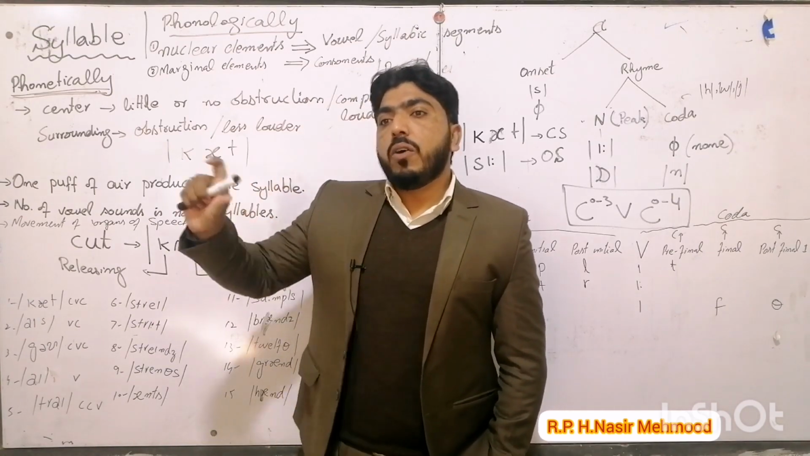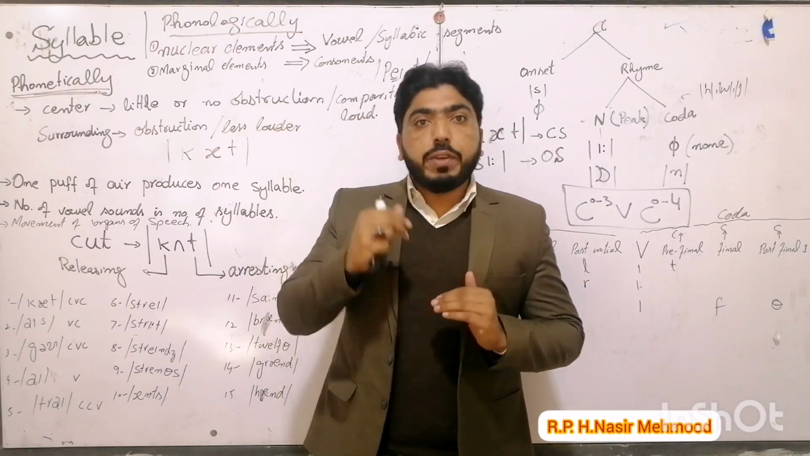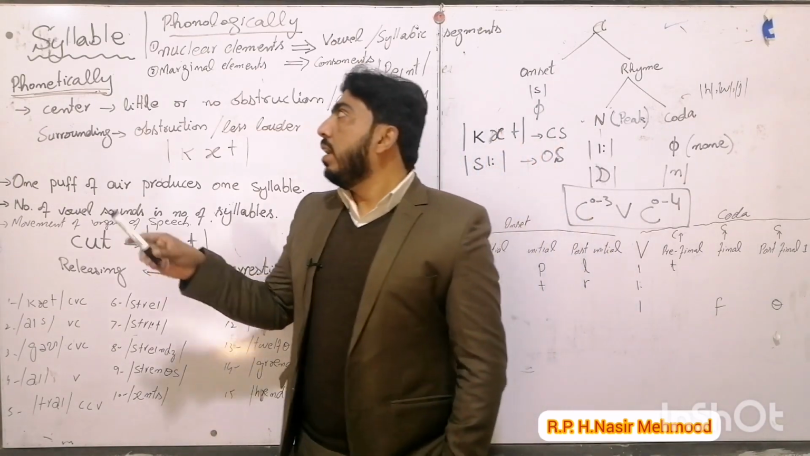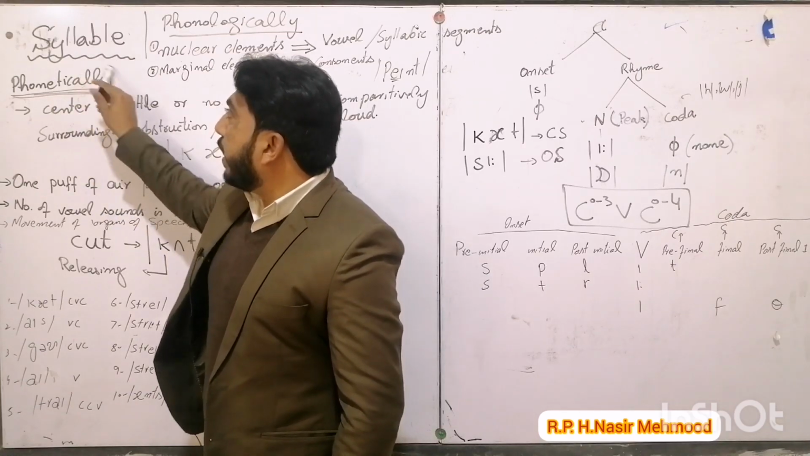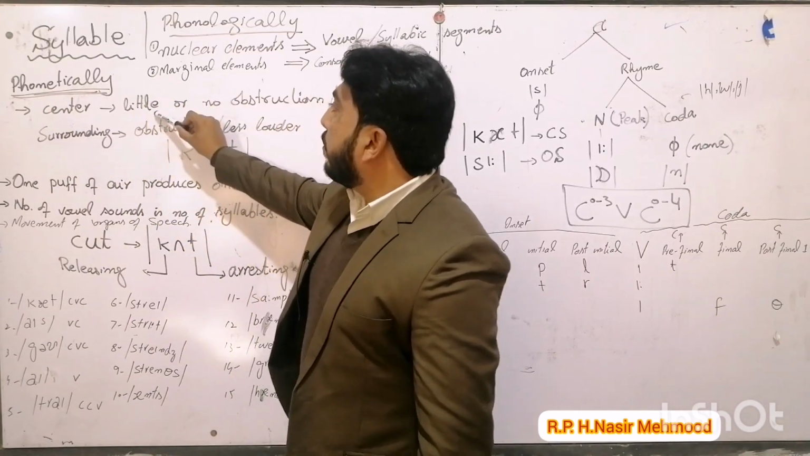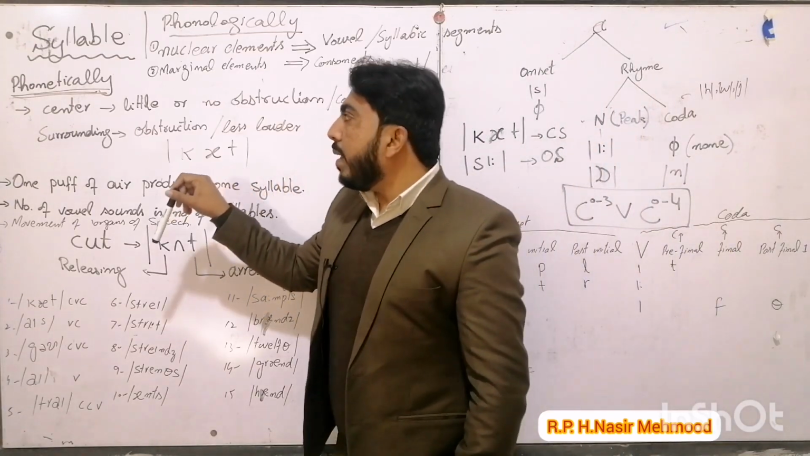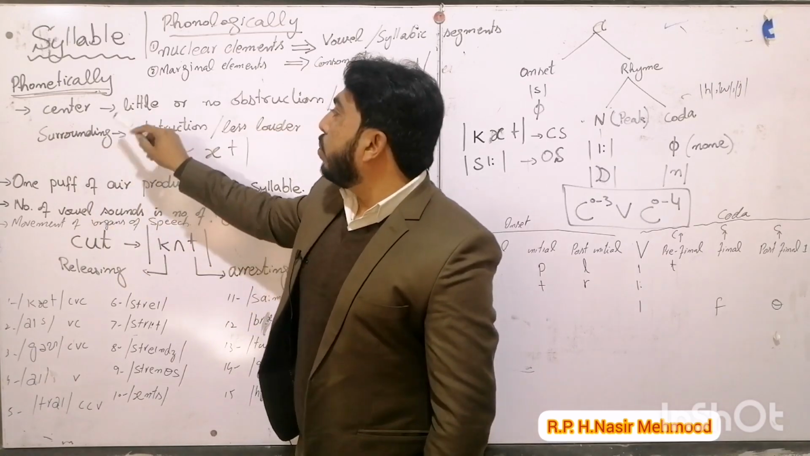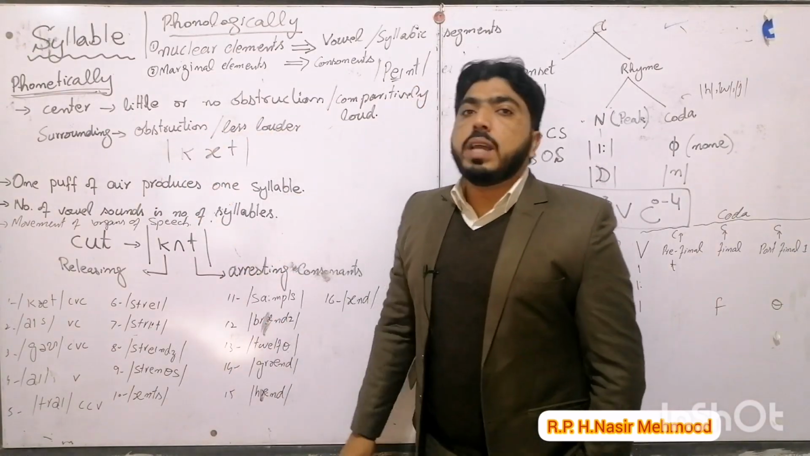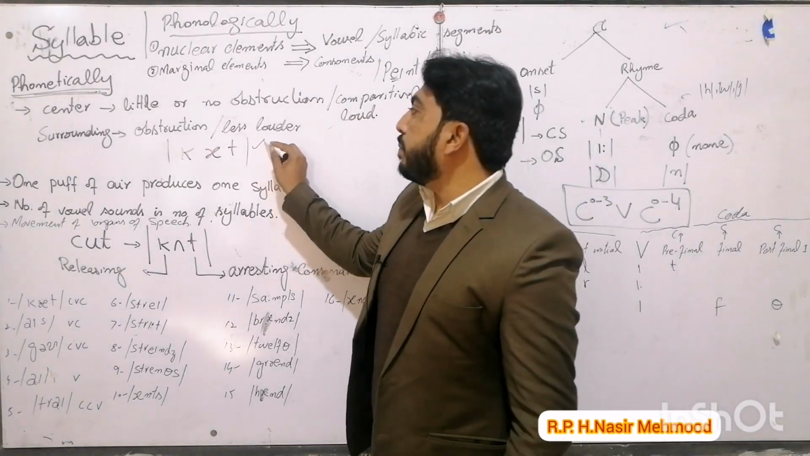When we define consonant on the basis of phonetics, we say that the sounds which are produced with partial or full obstruction of airflow which passes through the mouth, and vowels are free of obstruction. In the same way, we can define syllables phonetically: in a syllable we have a center, and in the center there is little or no obstruction, and the center of the syllable is comparatively loud. And there are certain surrounding elements, and in those surrounding elements there is partial or full obstruction, and the surrounding elements of syllables are considered less loud.